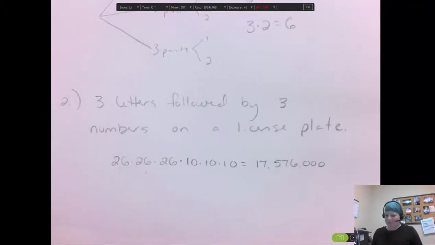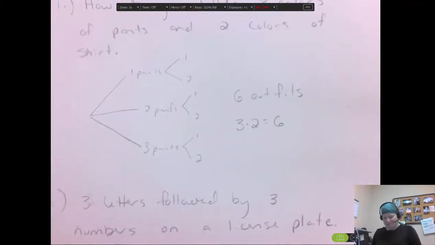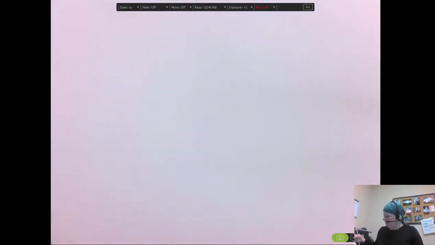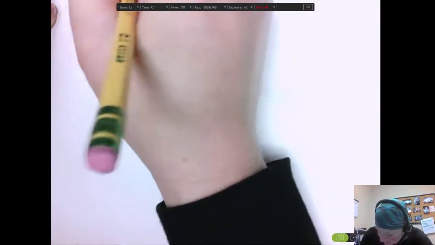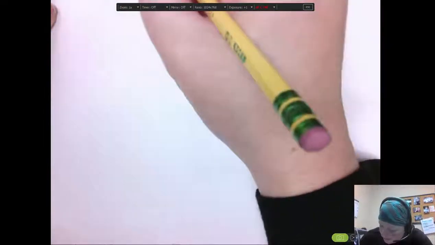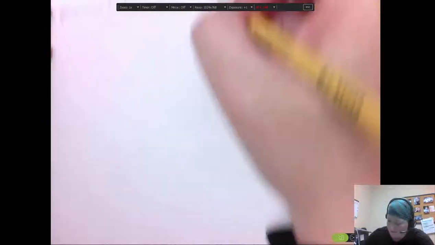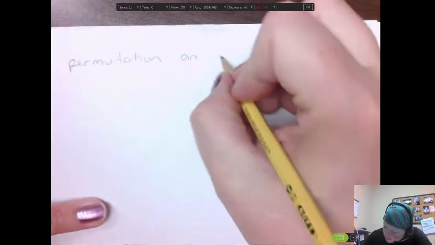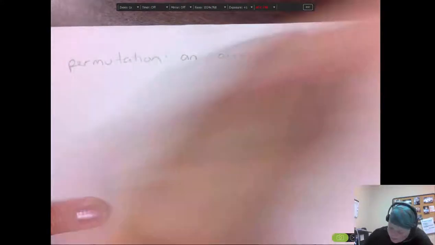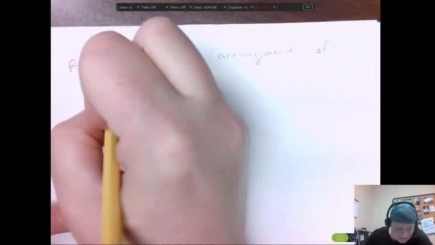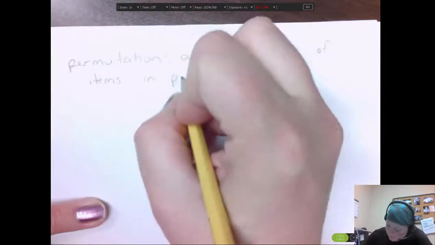Okay, so let's go into permutations. Permutations is really similar to the counting principle here. Permutations is an arrangement of items in a particular order. So you have to be very careful with the order.